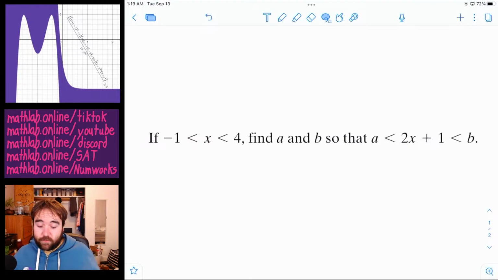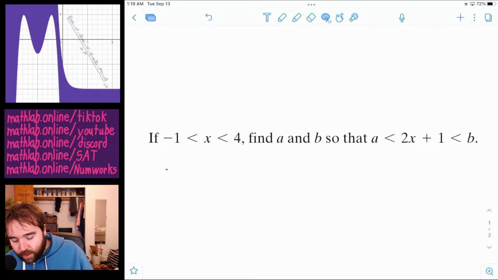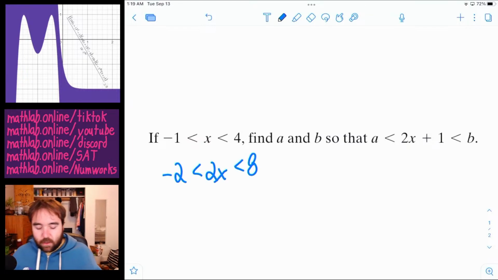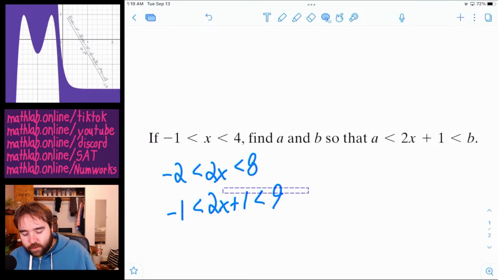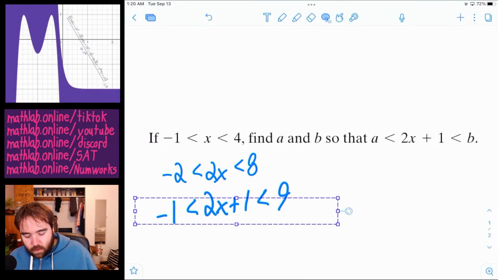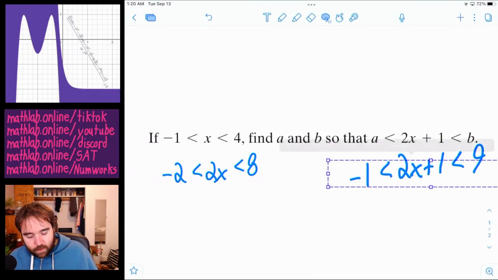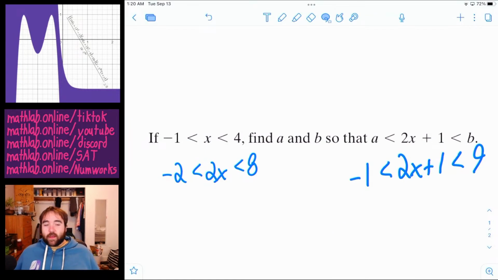Well, first off, you have to multiply everything by 2 to get the 2x. So we know that multiply everything by 2. So -2 is less than 2x, which is less than 8. And then we got to add 1 to everything. So -1 is less than 2x plus 1, which is less than 9. And then with your comparison, we can see what a and b have to be. A is -1 and b has to be 9.